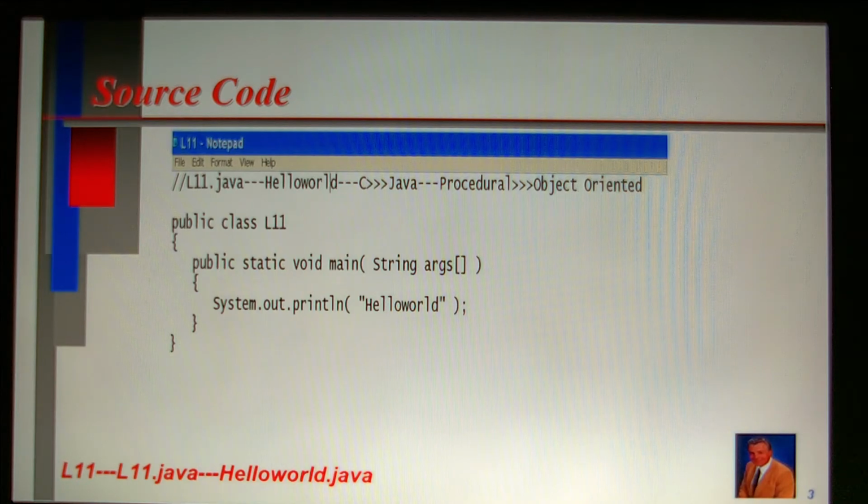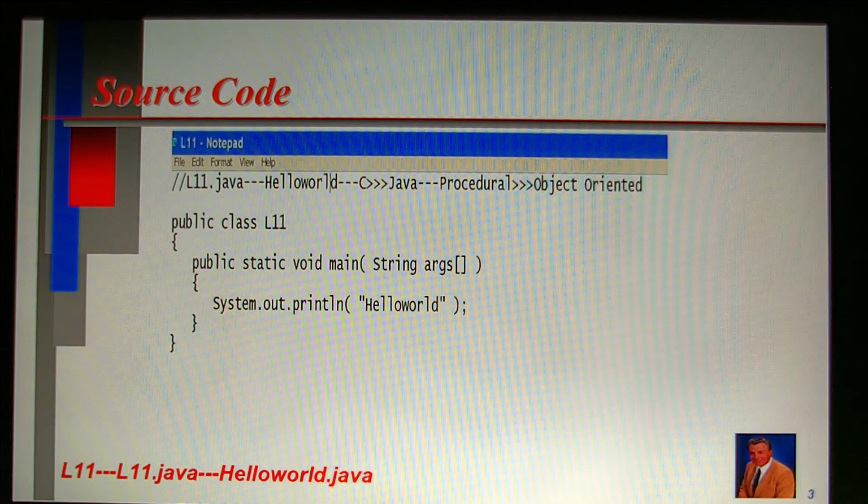Here the L11.Java designates the file name of the Hello World program. Note all Java computer program source code has the file extension name of Java, whereas the C computer program source code had a file extension name of C, for example, L5.C.